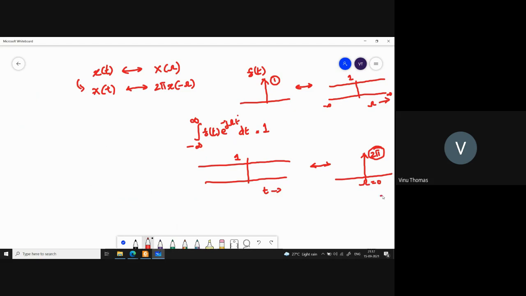Okay, so this is omega. Here, because delta t is a symmetric function with respect to the y-axis, if you reflect this with respect to the y-axis, you will get the same function. So here you have delta t is Fourier transformed to 1. So 1 in the time domain is therefore Fourier transformed to 2 pi into delta of minus omega, which is equal to 2 pi into delta of omega. This is as per the duality theorem. This is the statement of the duality theorem.